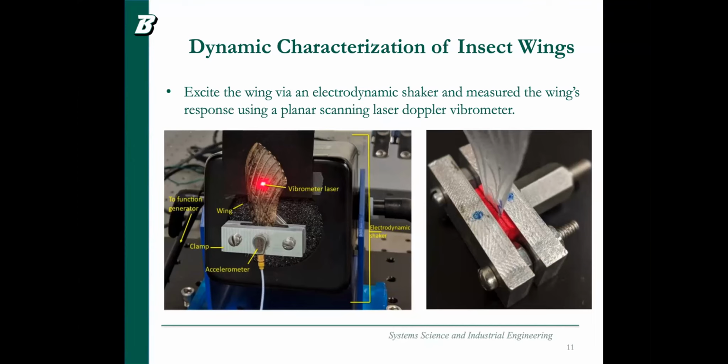The vibrometer laser scans the full area of the wing to get the dynamic characterization. The right hand side image shows the wings we designed and fabricated, and shows the clamping area is a foam structure. This type of vibration experiment can do dynamic characterization.